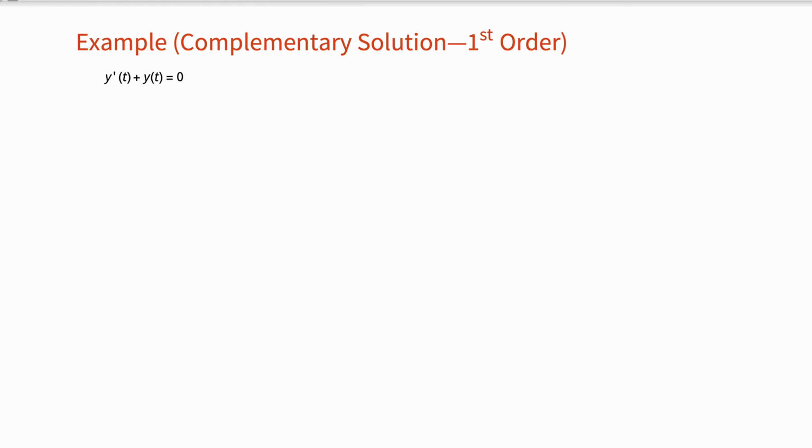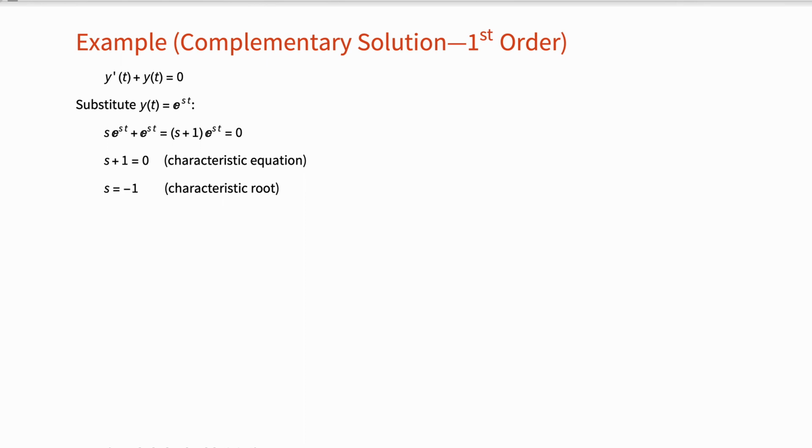To find the solution by hand, we consider the solution y(t) equal to e^(st) and substitute it into the differential equation to find the characteristic equation as we just mentioned. And factoring out e^(st) here, we get s plus 1 equal to 0 for the characteristic equation. The characteristic root will be minus 1, and so the complementary solution can be written as e^(-t).